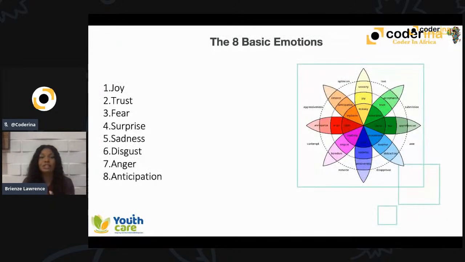Before we do that, let's look at the basic 8 emotions. The basic 8 emotions are joy, trust, fear, surprise, sadness, disgust, anger, anticipation. All of these are part of the 8 basic emotions.